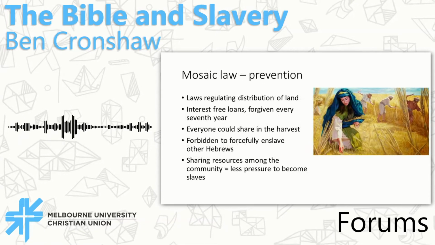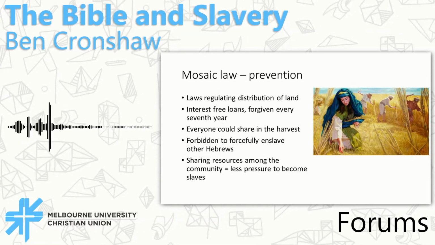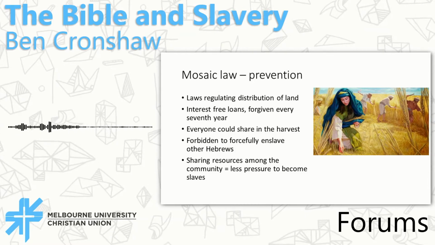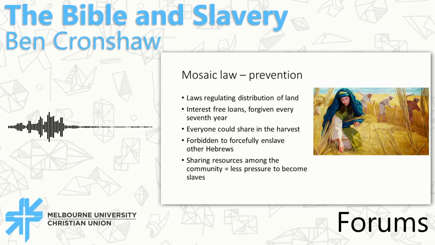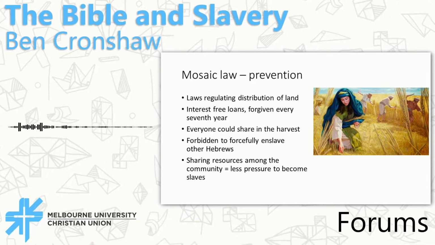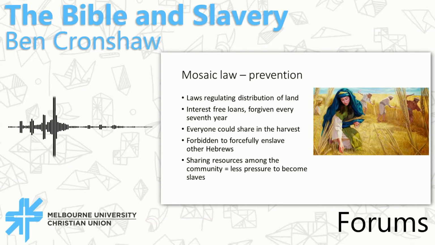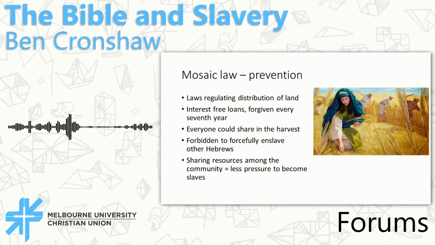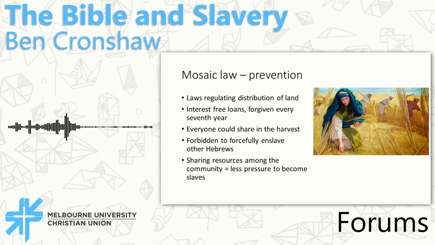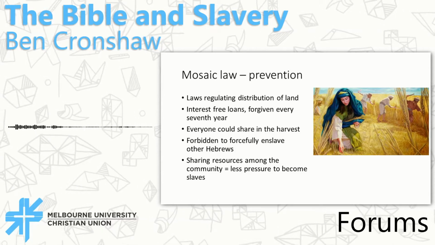Prevention was aimed at limiting the amount of people entering slavery or being forced into slavery. The law provided a basis for a socially and economically just society. Provisions were given to the poor, the marginalised and foreigners so that they would not be exploited or pressured into slavery. As the Lord had richly blessed Israel, they were to provide for the poor people among them.